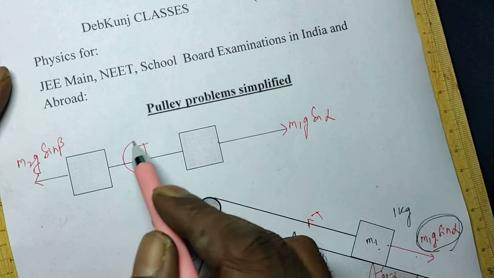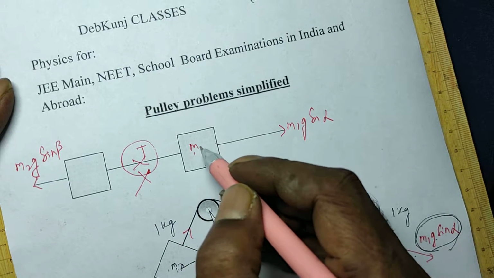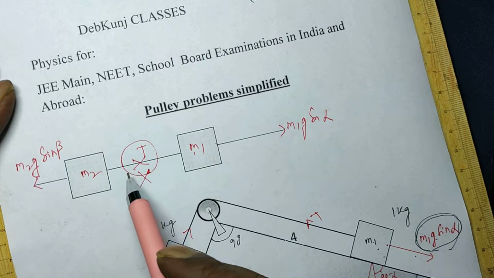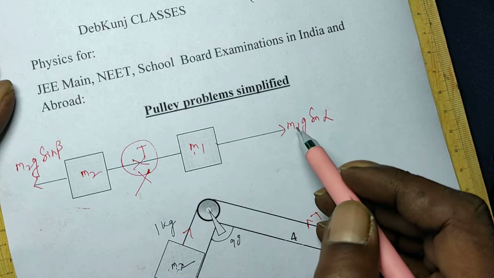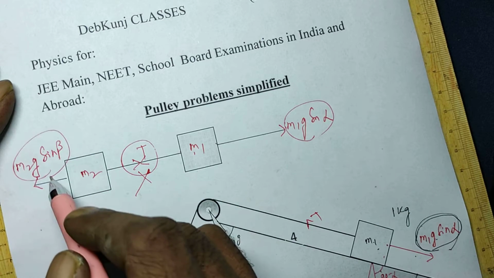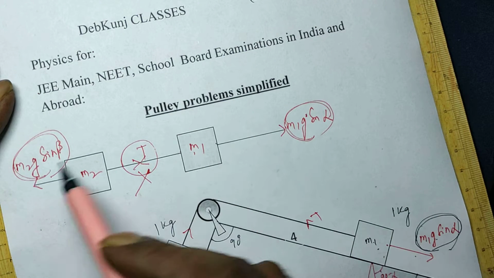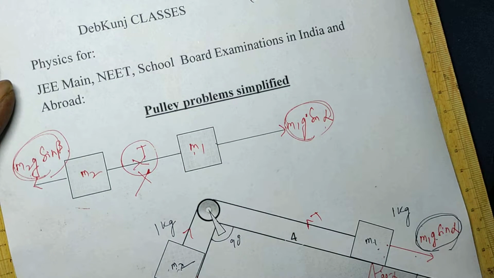This tension is the internal force, I don't consider. This is same thing as M1, this is same thing as M2. So the string is massless, so the net force on the system is one minus the other. Whether this is more or this is more, we have to put the value of M1, M2, put the value of g, and put the value of sine alpha and sine beta to check it.